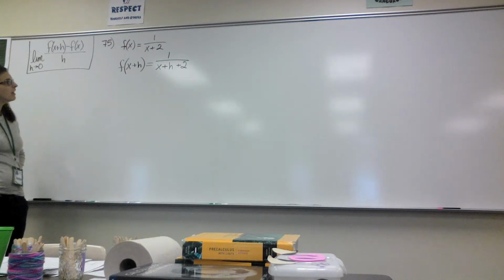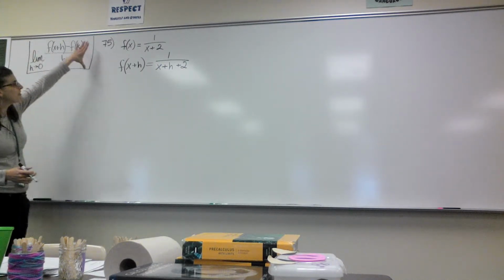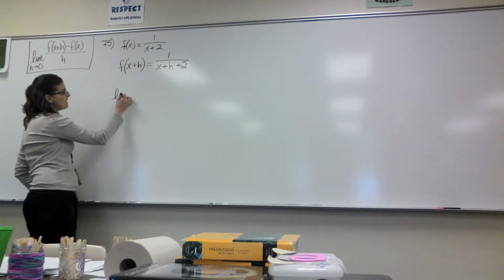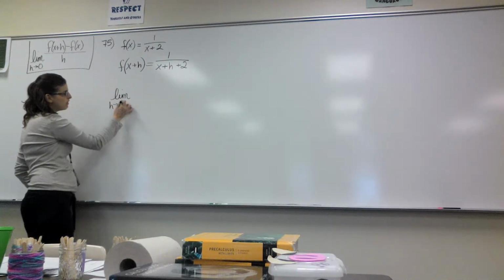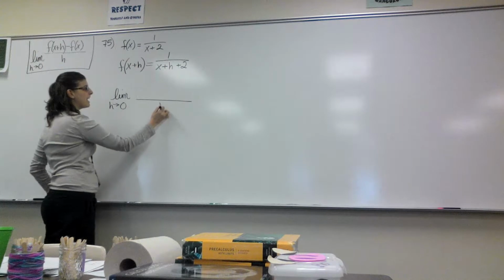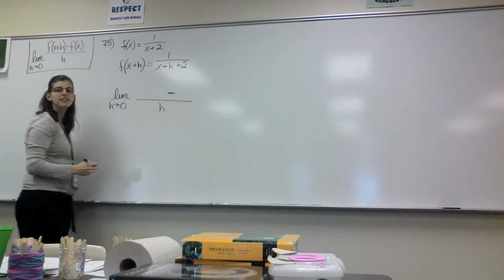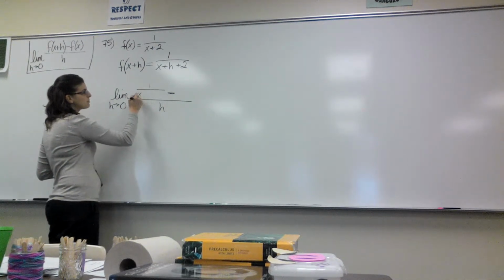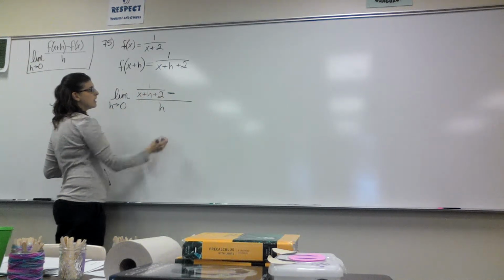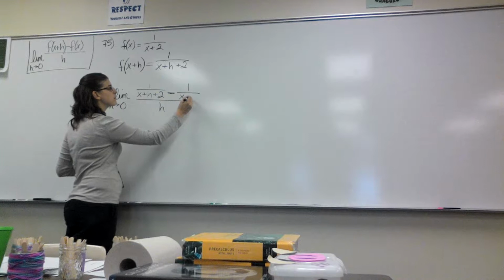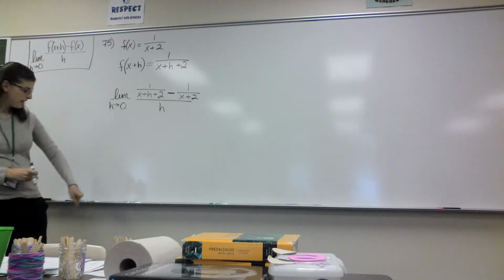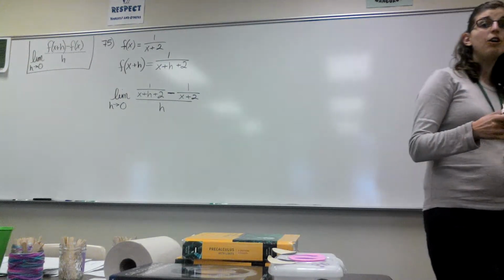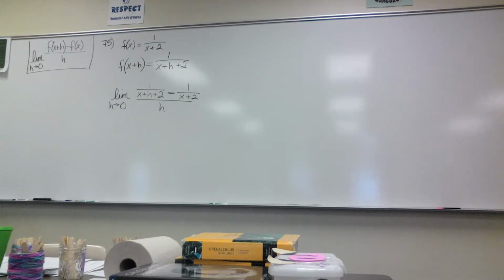Now we need to put f of x and f of x plus h into my formula. We'll call it that for now. So the limit as h approaches 0 of a big fraction bar, h on the bottom, subtraction sign at the top. The first thing is f of x plus h, so I put 1 over x plus h plus 2, minus f of x, which is 1 over x plus 2. Now the question is, how do I simplify so that I can cancel out h? That's what you want to do here.